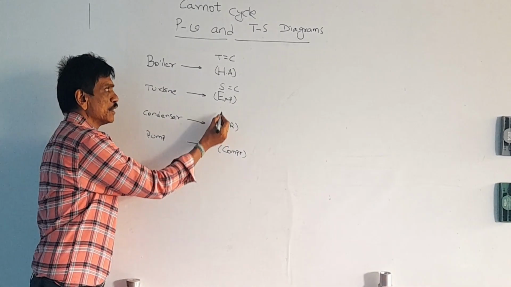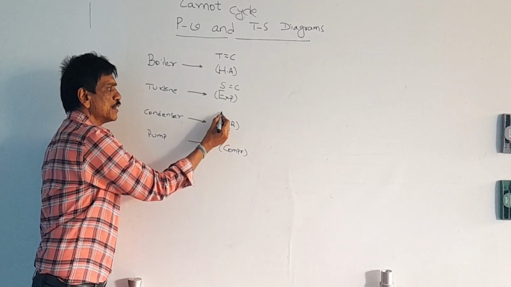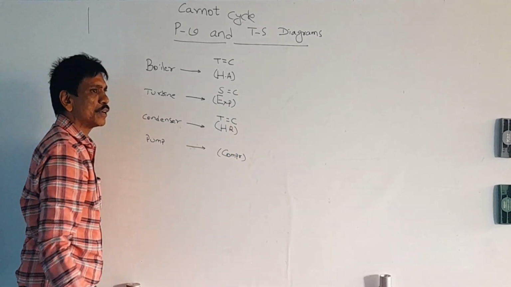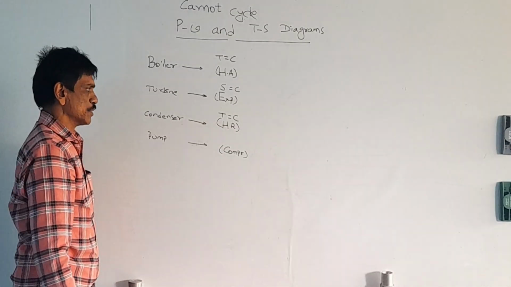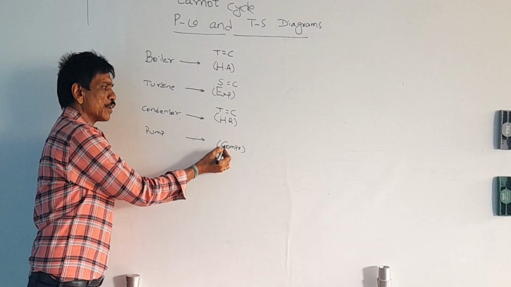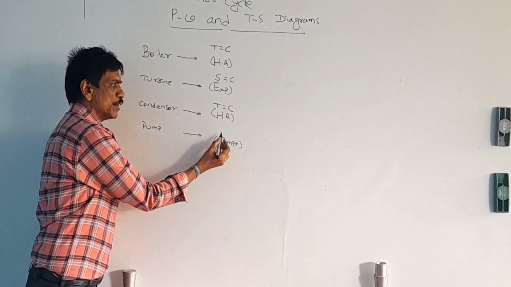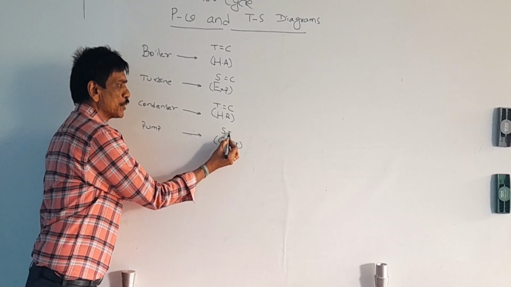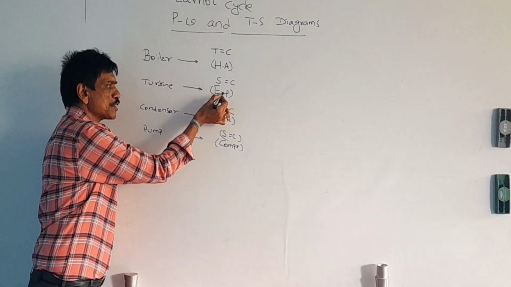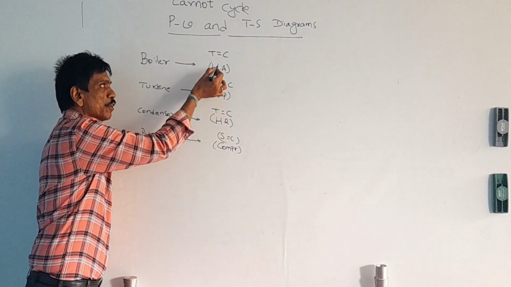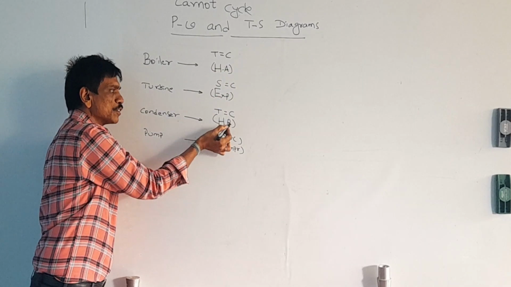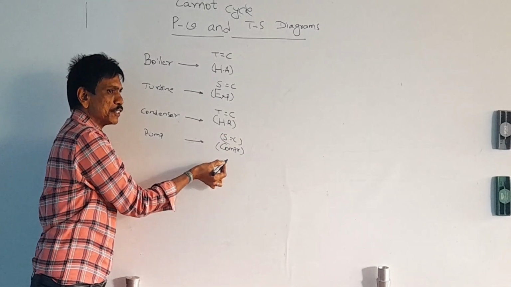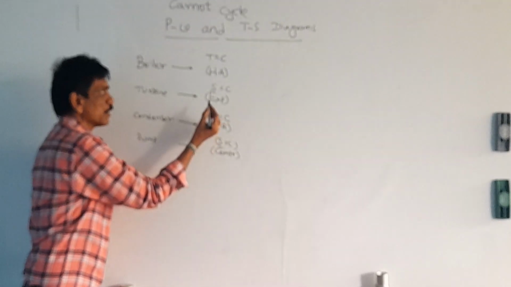Later, the heat rejection. Similar to the heat addition, the heat rejection is also maintained at constant temperature. It is called the isothermal heat rejection. Later in the pump, the compression occurs, and thermodynamically the operation for the compression is isentropic. So isentropic expansion, isentropic compression, constant temperature heat addition, constant temperature heat rejection. These are the sequence of operations in the Carnot cycle.